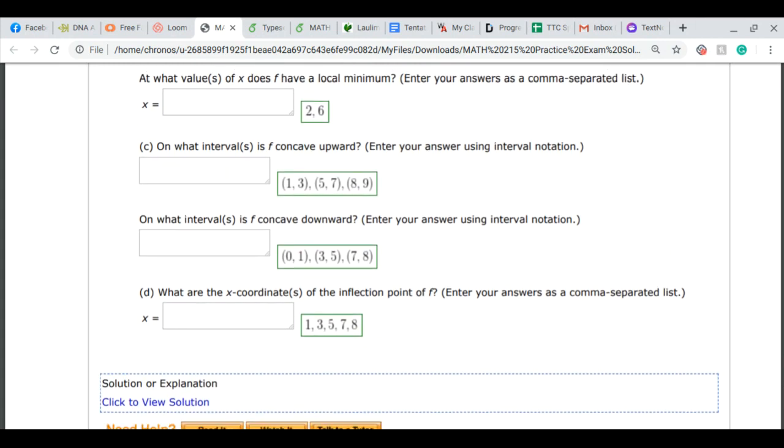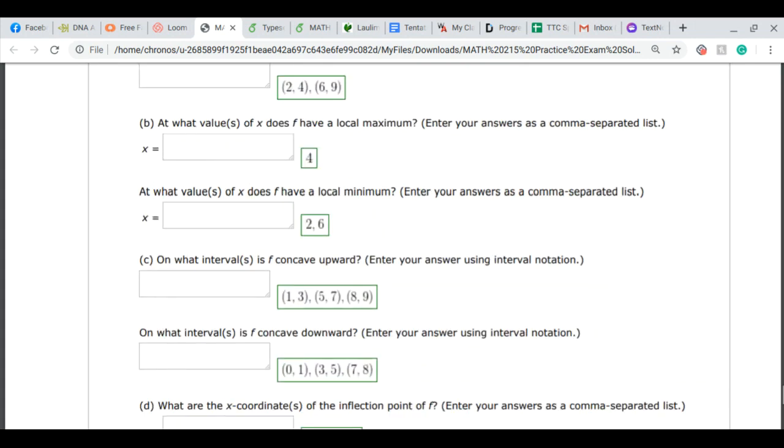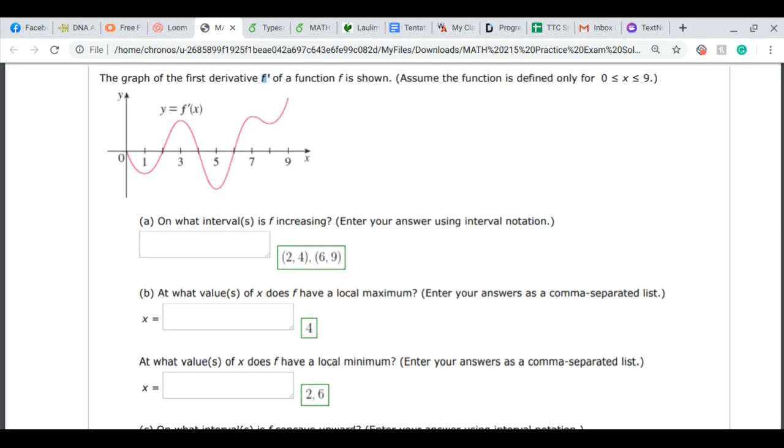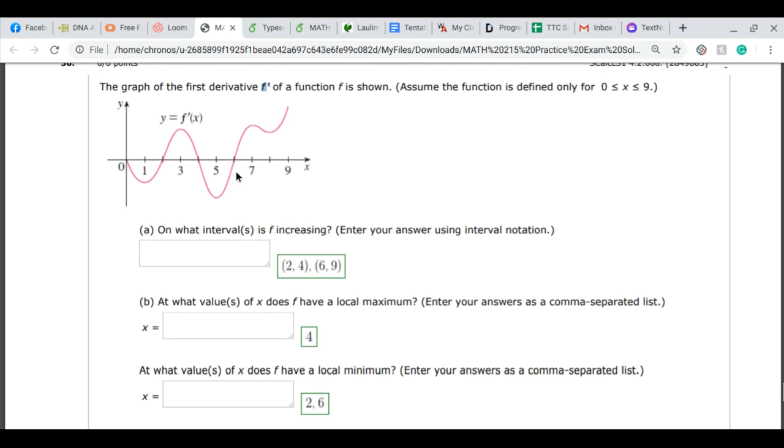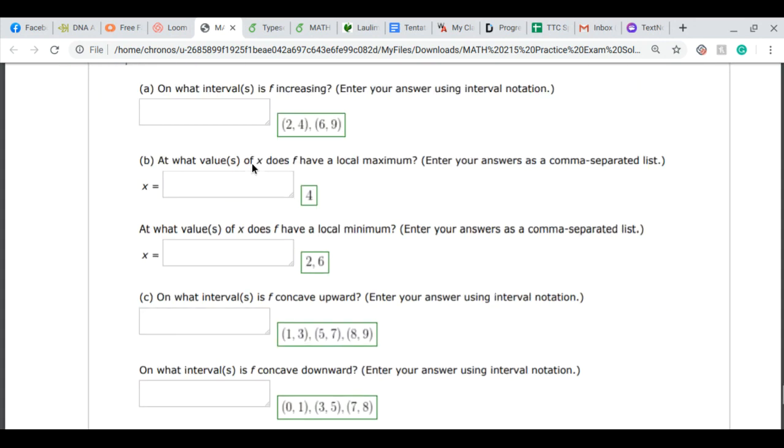At what values of x does f have a local minimum? When we translate that back to f prime, where does f prime change from negative to positive? It's negative here, changes to positive here. That's at x equal to 2. It's negative here, changes to positive here. Where does that occur? At x equal to 6, right? That's the number between 5 and 7.